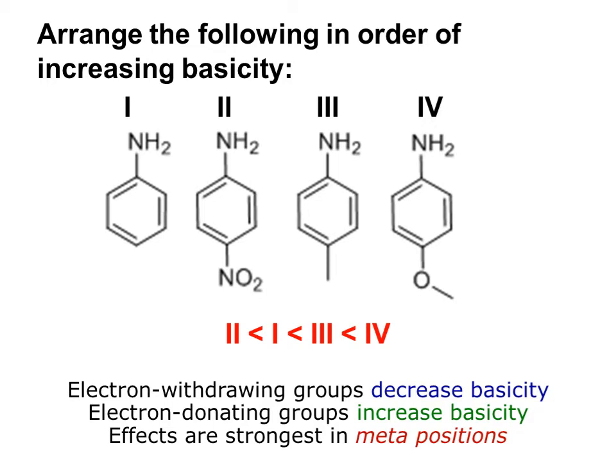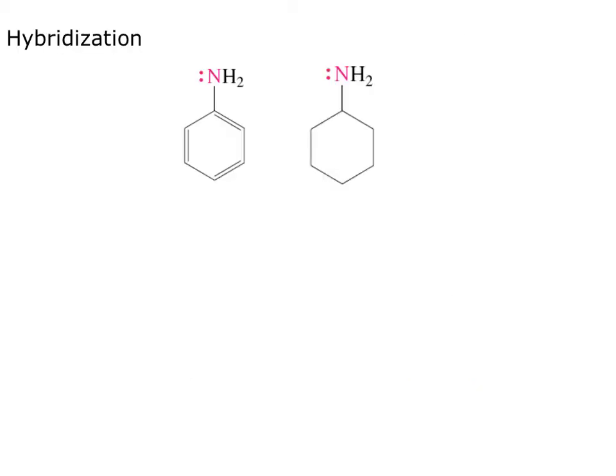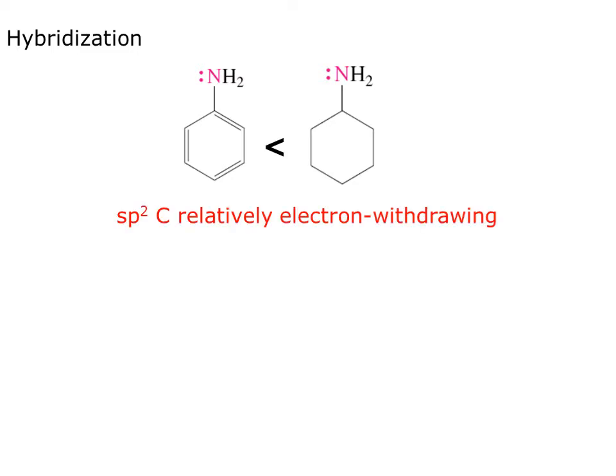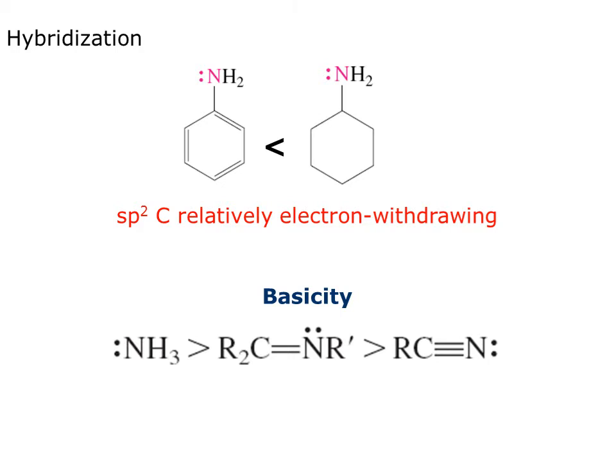Your trends as far as what's a better donating group or what's a better withdrawing group, which one's stronger, follow the same trends we talked about with benzene substituents. For bases, the effects are going to be strongest in the meta positions, opposite of what we talked about with acidity. As far as hybridization goes for bases, you should be saying that our molecule on the right is going to be more basic because the sp2 carbon is going to be withdrawing, and we just discussed those being negative for bases. This also follows the trend of hybridization, so your sp3 hybridization amines are going to be your most basic, then sp2, and then your sp.